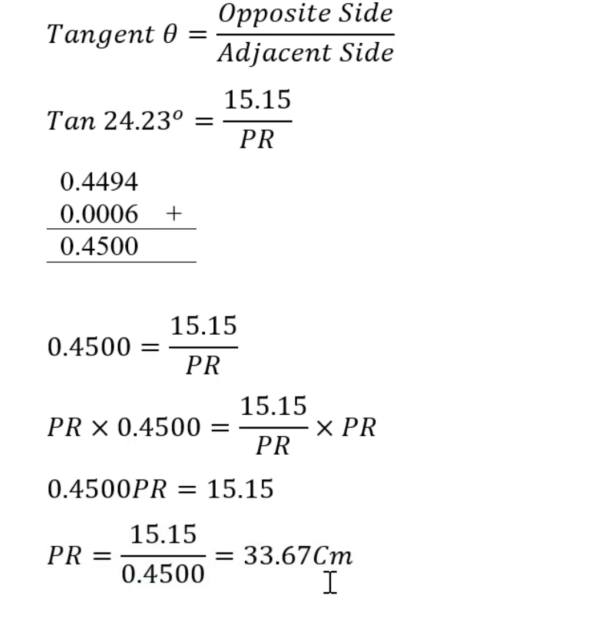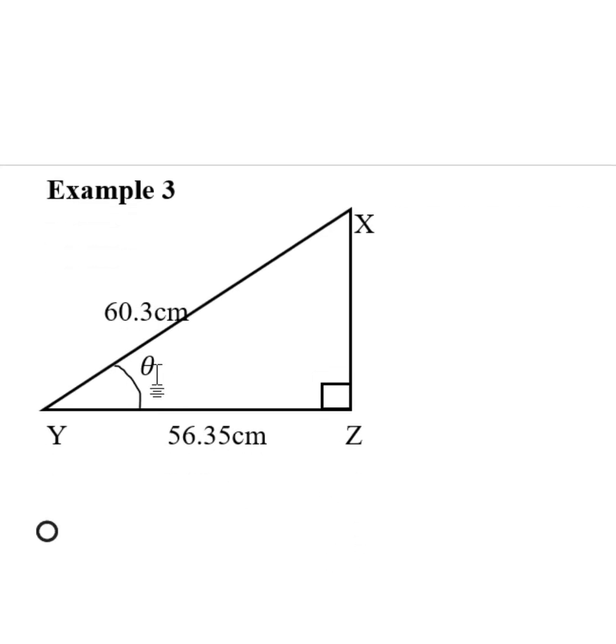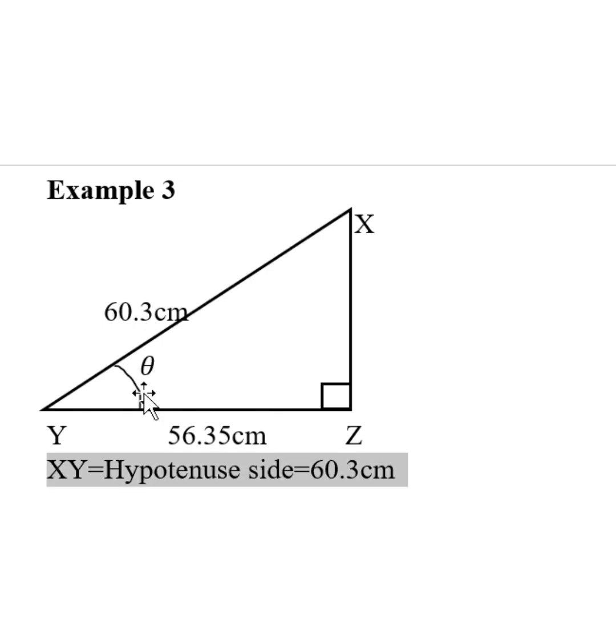The third question wants us to get, let's see what it's looking for. We are looking for theta in this case. So we consider the angle we are looking for and say, considering this angle theta, one of the sides we are given is XY, this one here, and this one is always the hypotenuse because it is the longest side, and it is 60.3 centimeters.